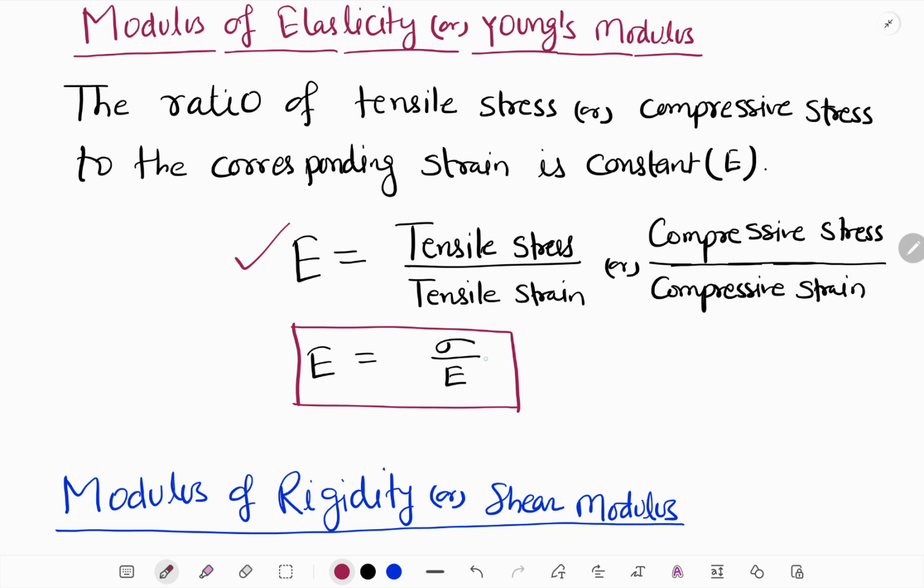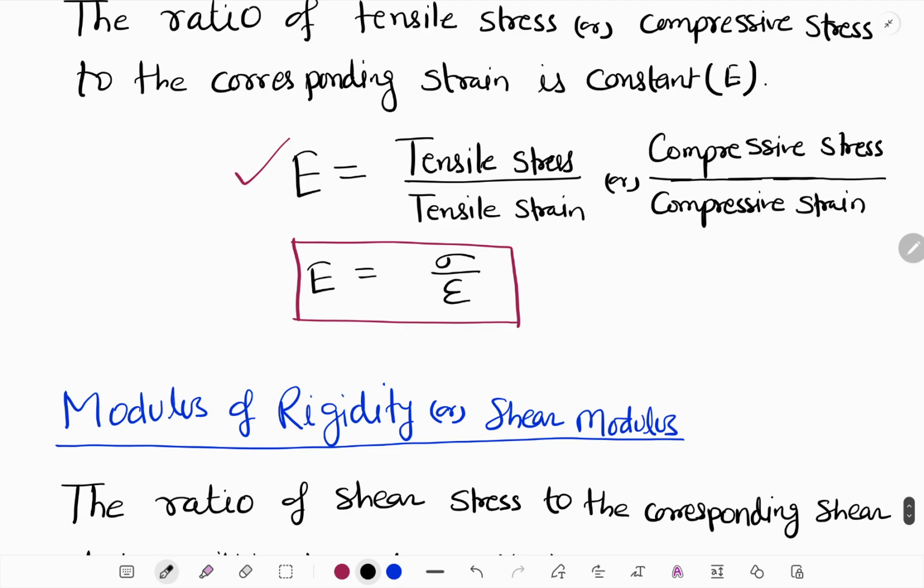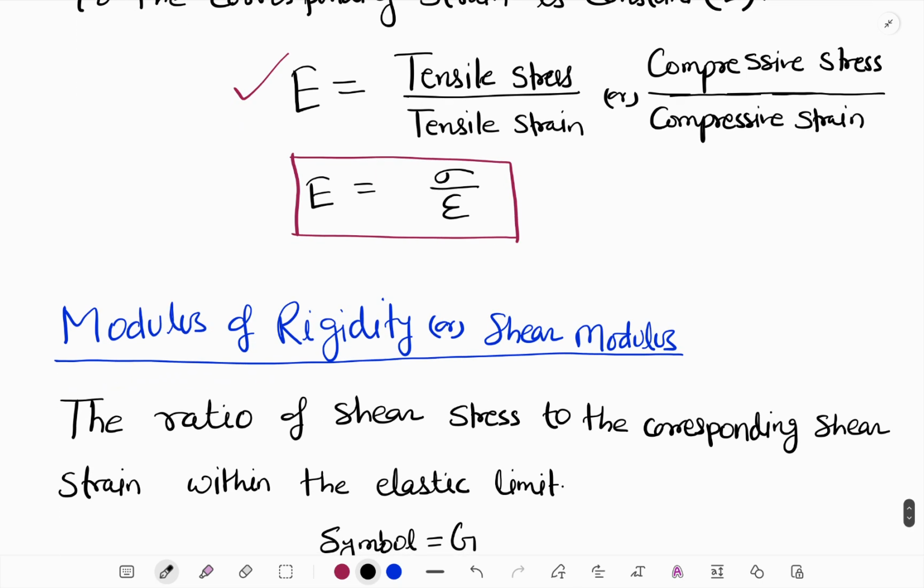So we can write E is equal to stress by strain. Here E is equal to not sigma by E, but stress by strain, so let us make it strain. So this is defined. Next, see the modulus of rigidity or shear modulus.